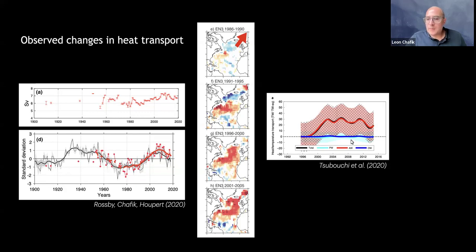So Tsubouchi et al. looked at this heat and how it's changed over the observational period since the mid 90s. And one of the things that you see clearly in this, which shows heat transport on the y-axis and time on the x-axis, is an increase until 2000, and then a steady plateauing of the heat transport. But this is just a really limited period. It doesn't tell you how the heat transport has changed over time, but it tells you that over this period, the 90s, 2000s and 2010s, there was an increase in the heat transport. And this is what we've done to try to give some long-term context to the heat transport.